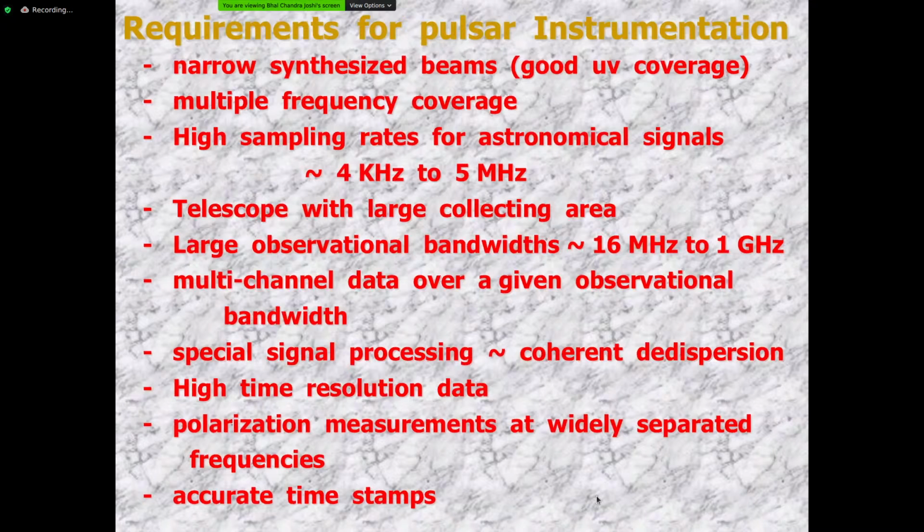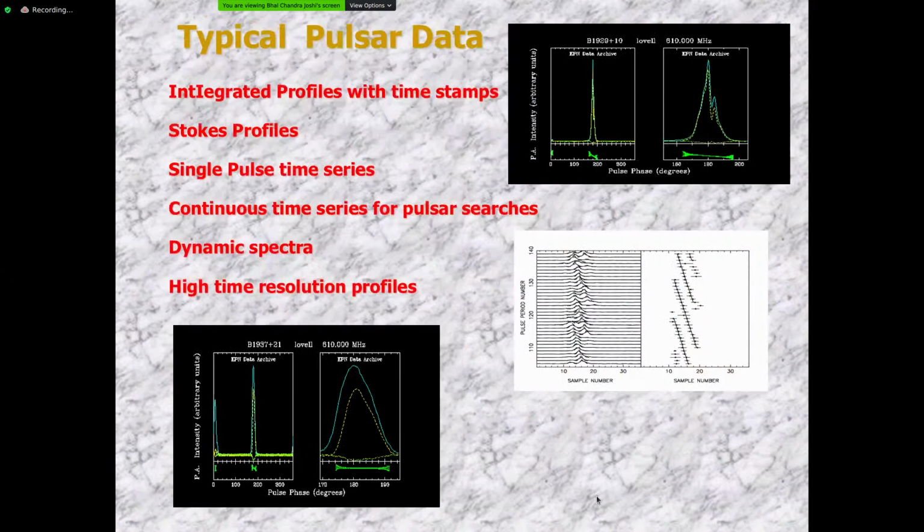So this is what you need for doing typically pulsar observations. And there are different ways you can have the data organized. You can have integrated profiles, which is essentially an average of a large number of pulses with timestamps. You can have full Stokes profiles like the ones shown here, where both the linear polarization and the circular polarization is indicated. And you can have dynamic spectra and high time resolution profiles. So these are the typical data products which you get from these instruments which we are talking about.